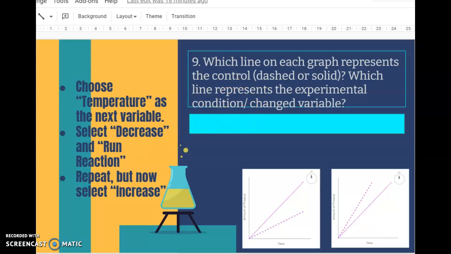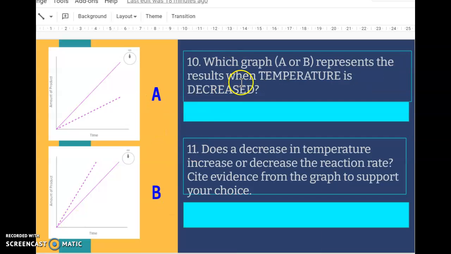And explain why here in 9, 10, which one represents decreased temperature? So you can say letter A represents decreased temperature because it took longer for the reaction to occur and the reaction did not complete.